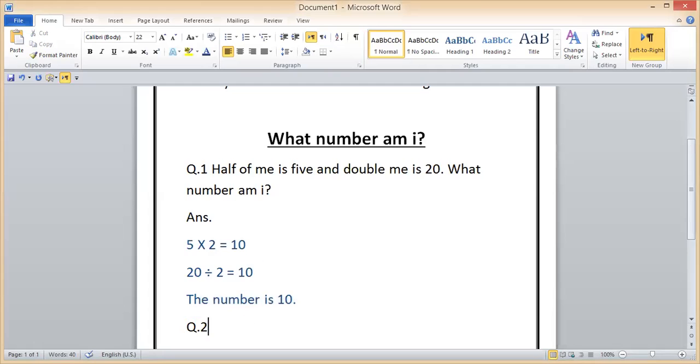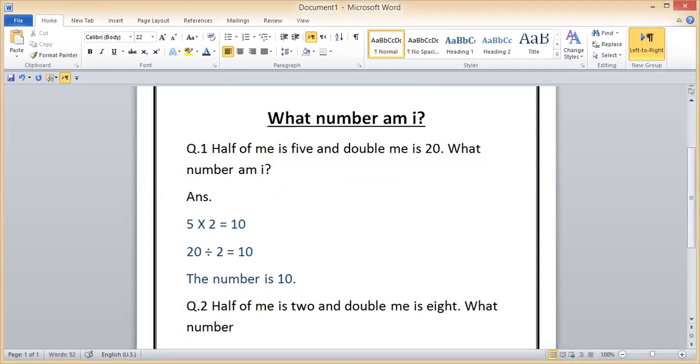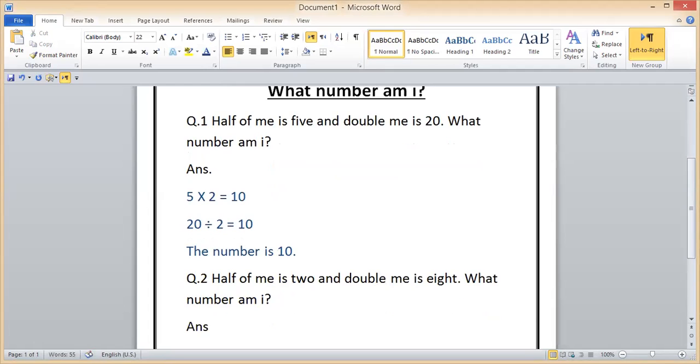Question number 2. Half of me is 2, and double me is 8. What number am I? So this is the question, guys.